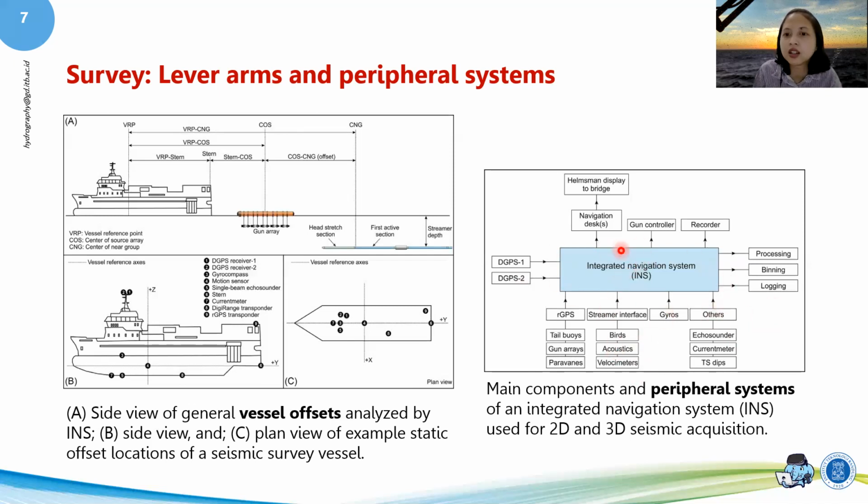So this is the inertia integrated navigation system. You've got the DGPS, you've got the big backup DGPS, you've got the relative GPS for the tail buoy, gun arrays, whatever it is. You've got the gyro, and then you will have all this information out to the navigation desk and to the bridge, and then for the gun controller and for the recorder, and of course for the people in geophysics, so for processing, binning, and logging. So everything that is going in here is from the surveyor, I believe.